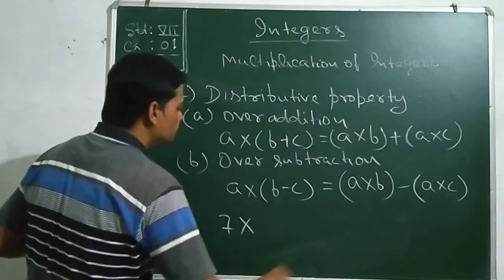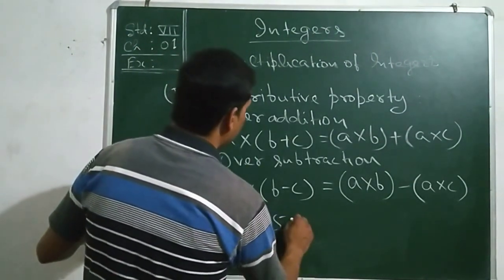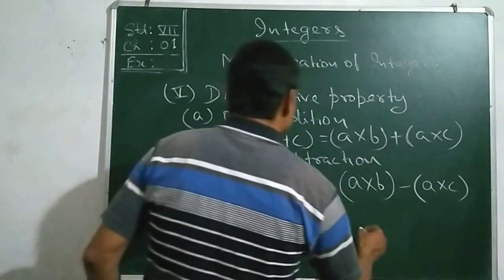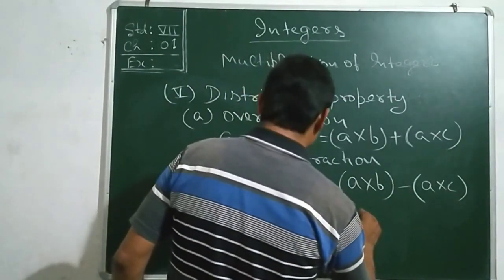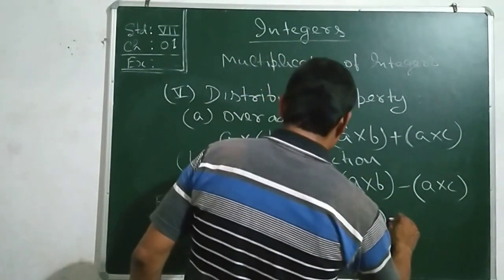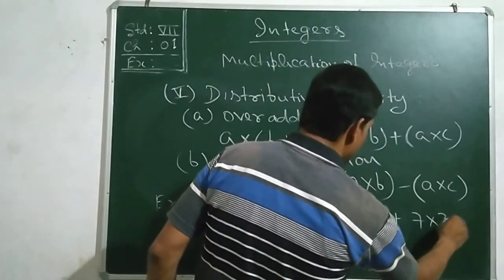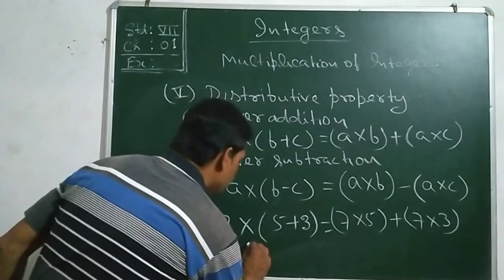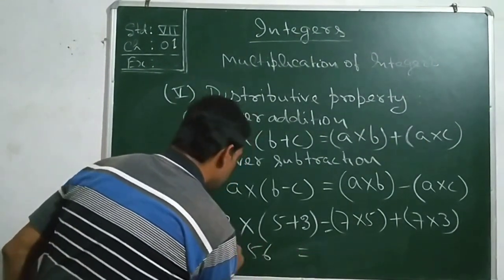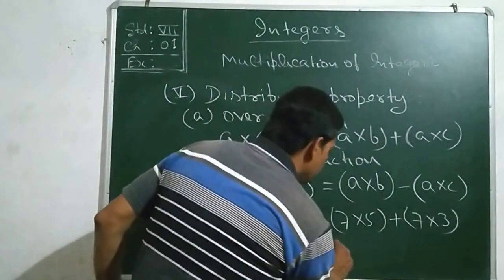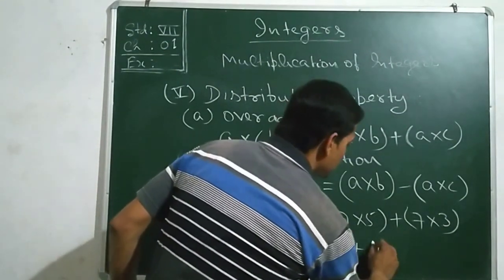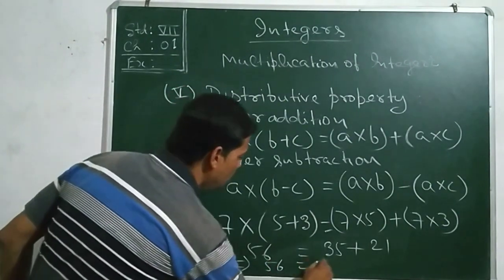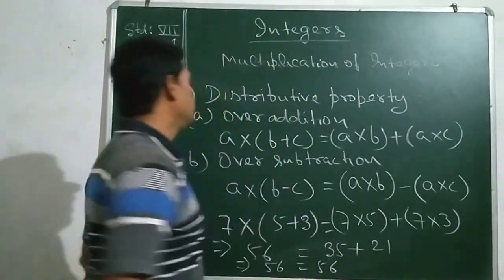If you take the example, 7 into (5 plus 3) equal to 7 into 5 plus 7 into 3. Calculate it. 8 into 7, 56. Is it not equal to 35 plus 21? Yes, 56 equal to 56 we got.